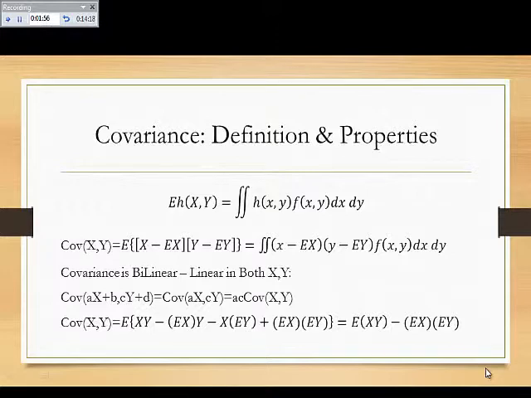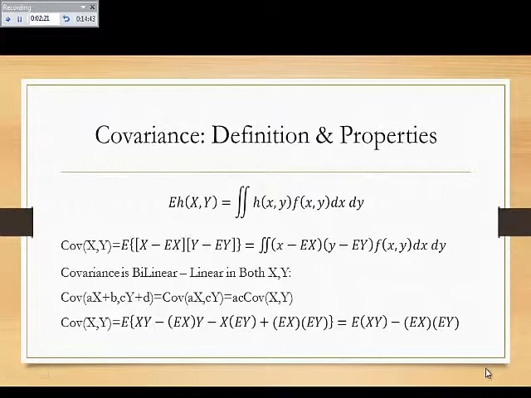Now one very important property of the covariance is that it is bilinear. It is linear in both variables separately. That you can establish using the properties of the integral if you analyze it a little bit, but I won't do that.